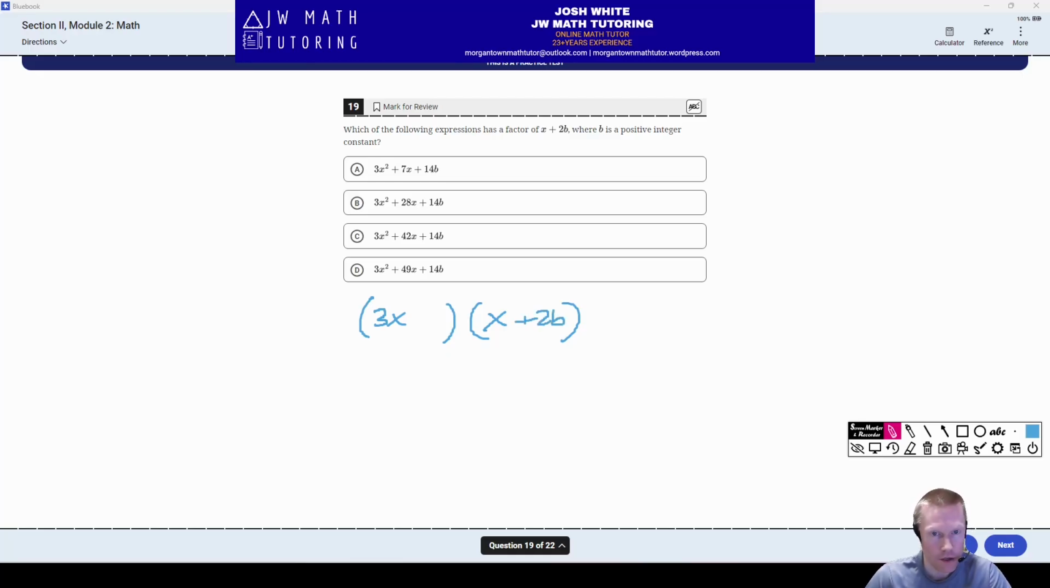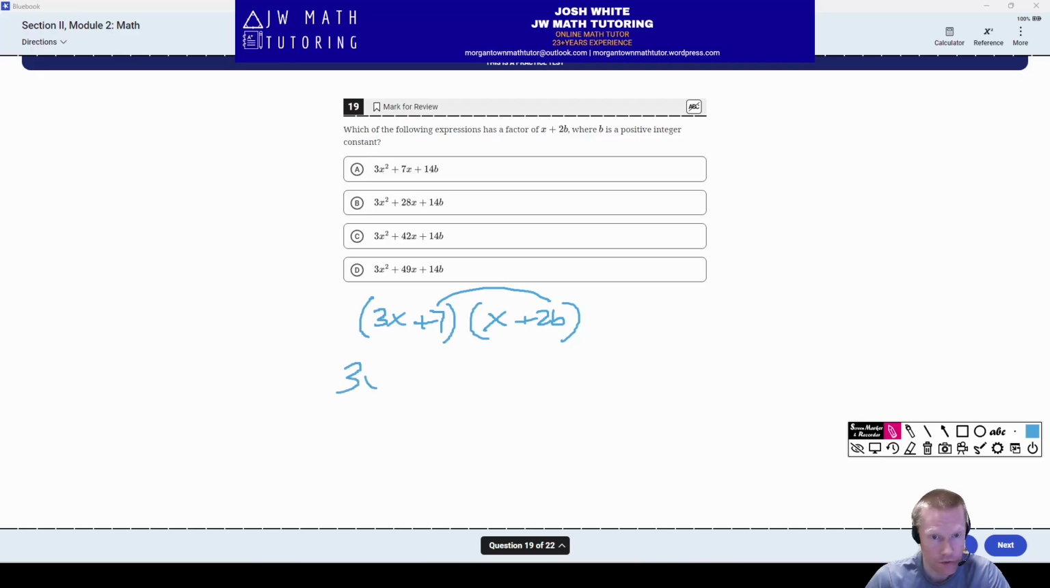So now, and here's the other thing. We know that 7 has to go here because the last term is 14b, and the only way you can make 14b is 7 times 2b. All right? So we know that this problem has to be 3x plus 7 times x plus 2b. So now the question becomes, when you multiply this out, which of these things can you form if b is a positive integer?